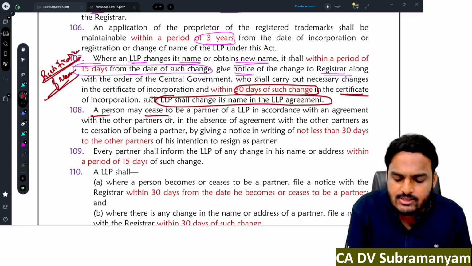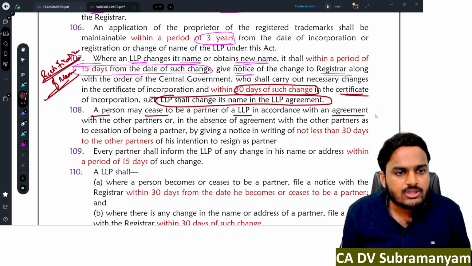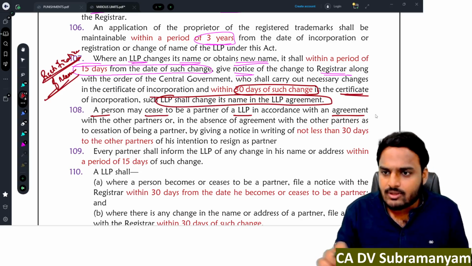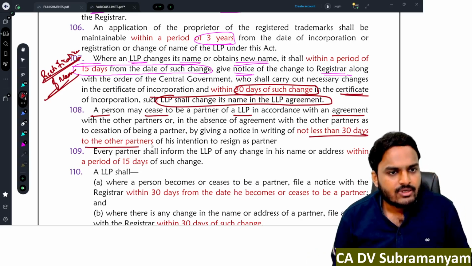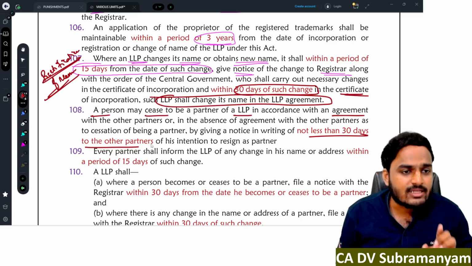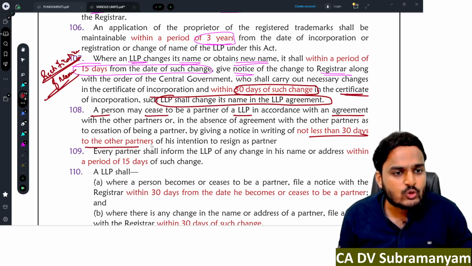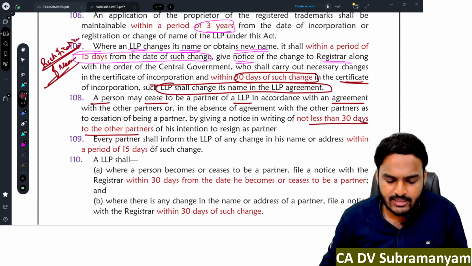A person may cease to be a partner of LLP in accordance with an agreement. However, he should give his intention of resignation to the LLP not less than 30 days. So here notice is compulsory. That notice shall be given not less than 30 days of his intention to resign as the partner to all other partners. Time period is not less than 30 days.